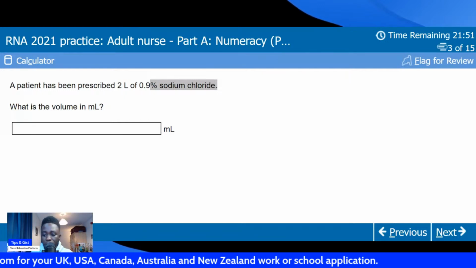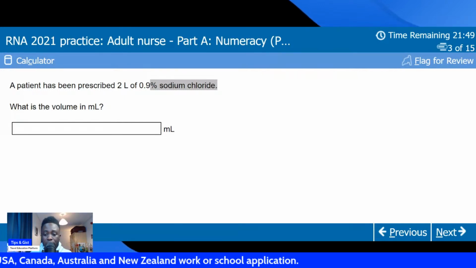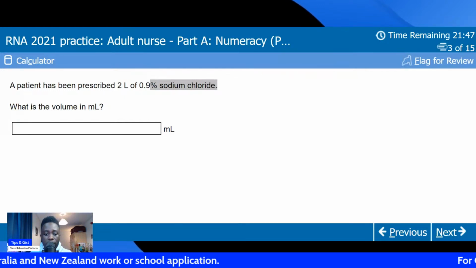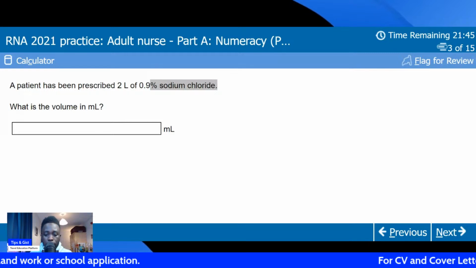Somebody says, can you please increase the volume a bit? All right. Let me try and increase it over there. Settings.